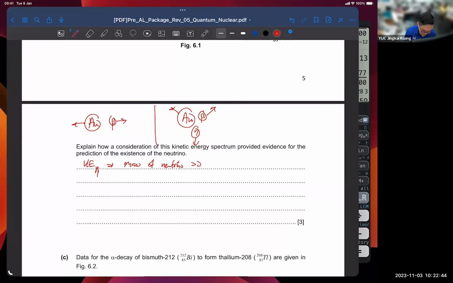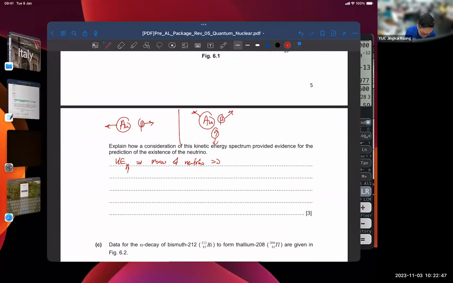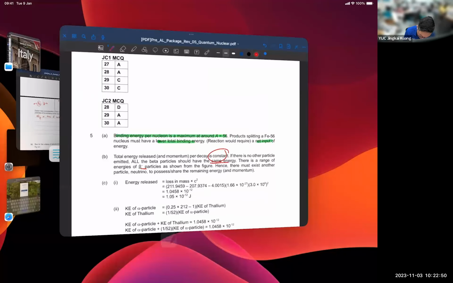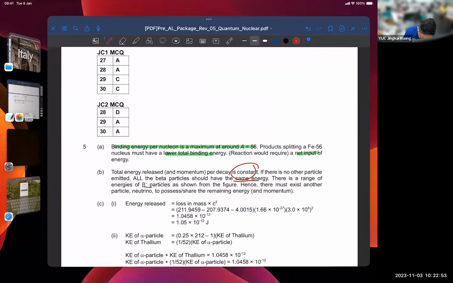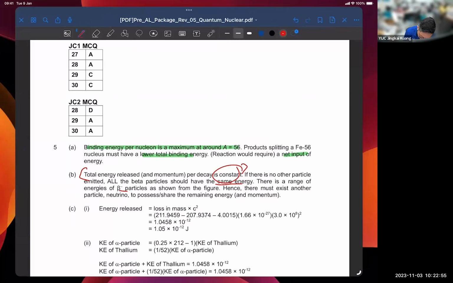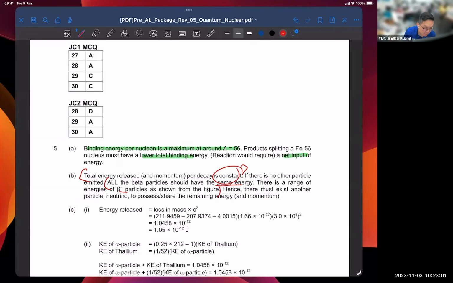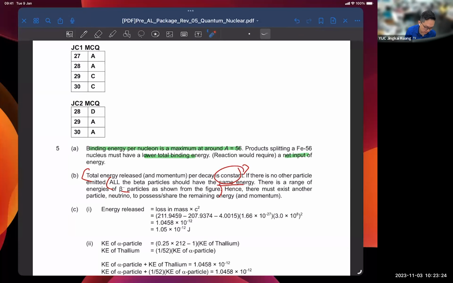Okay, 3 marks. Let's look at the mark scheme again to see what they want. This is the first point, and this leads to the second conclusion. The last one is just the conclusion, I would say it is not a mark point. You have one: total energy is constant. Two: if there are no other particles, the beta particles should have the same energy. Three: however, there's a range of values. These are the three things I'm looking out for.